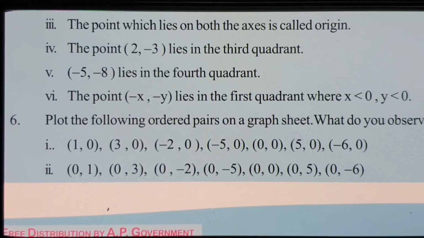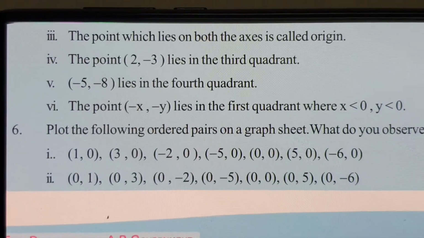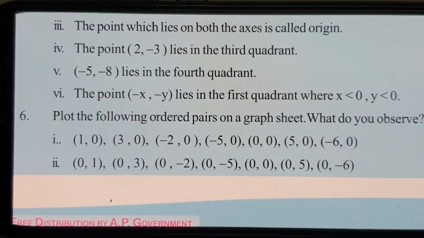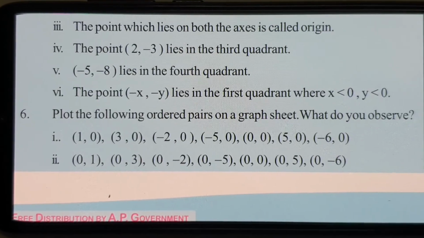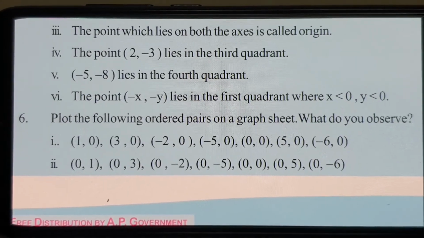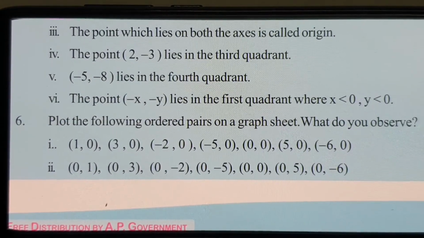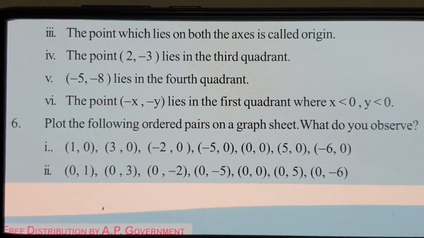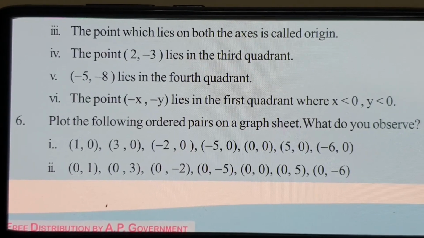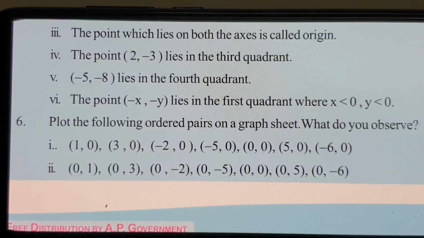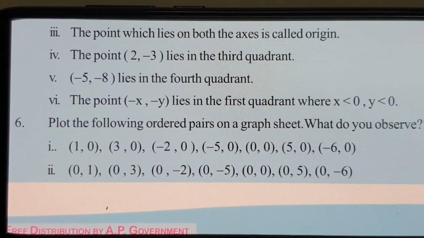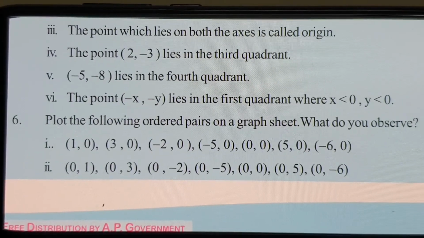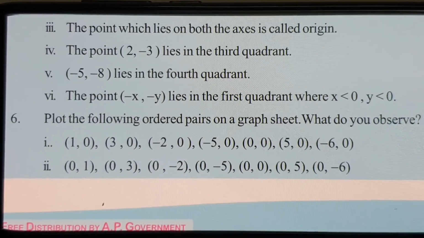Sixth question. Plot the following ordered pairs on a graph sheet. What do you observe? So they given two problems. In that first question, (1, 0), (3, 0), (-2, 0), (-5, 0), (0, 0) and (5, 0), (-6, 0). So in that second one also they given some points. Observe that what you observe based on that points in graph paper.